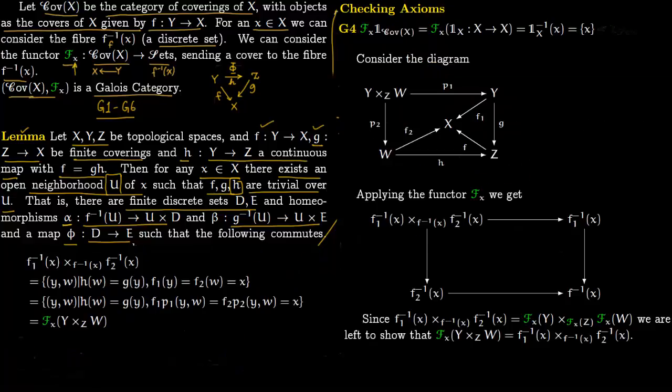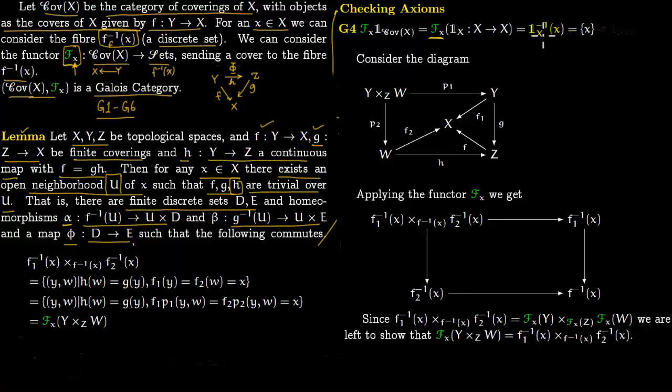For the fourth axiom we need to check that this fundamental functor maps terminal objects to terminal objects and commutes with fiber products. So you're applying this fundamental functor to the terminal object, and you see by definition this fundamental functor is nothing but associating a fiber like this, f inverse of x.